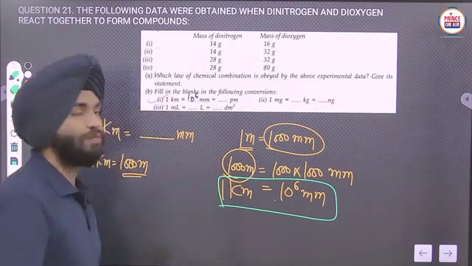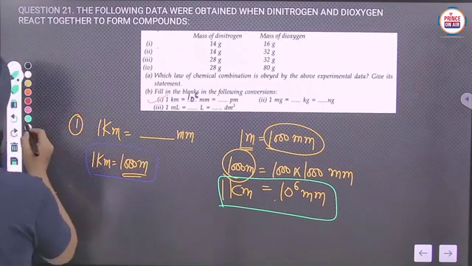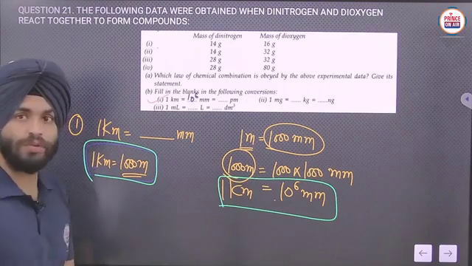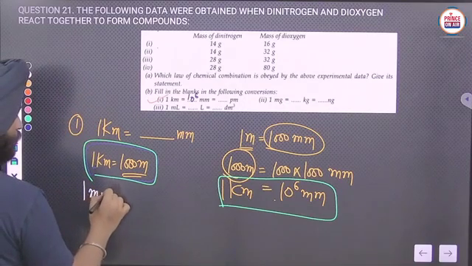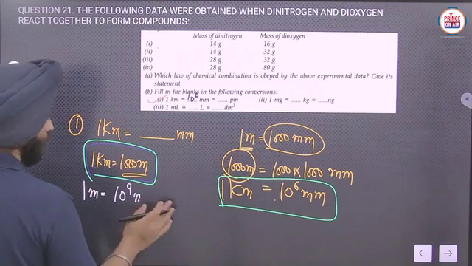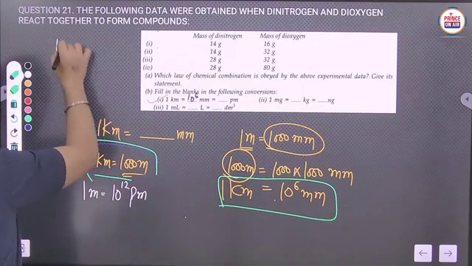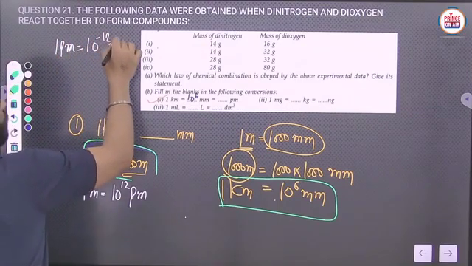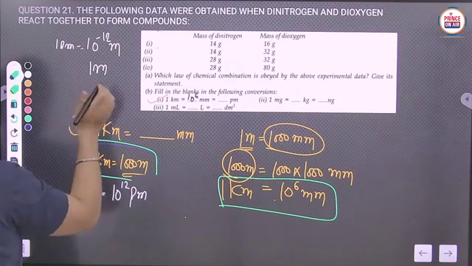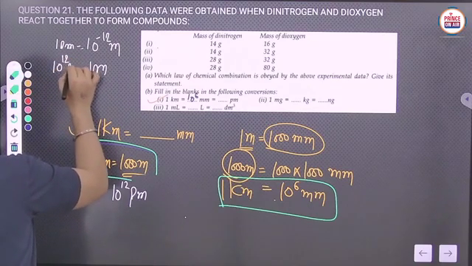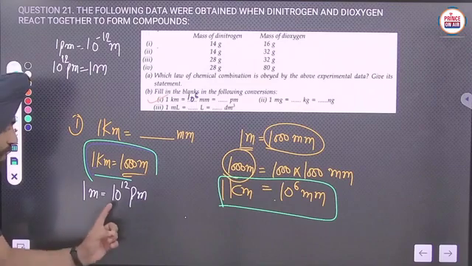Now, we have to convert this value in picometer also. So, do one thing. Similarly, here 1 kilometer is equal to 1000 meter. And as here we know that 1 meter is equal to 10^12 picometer, because 1 picometer is equal to 10^-12 meter, and in that way 1 meter will come out to be 10^12 picometer. Okay, clear?